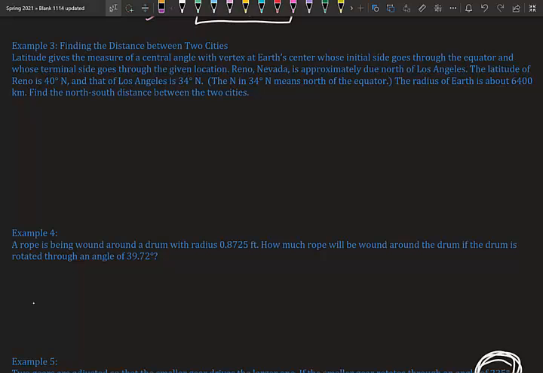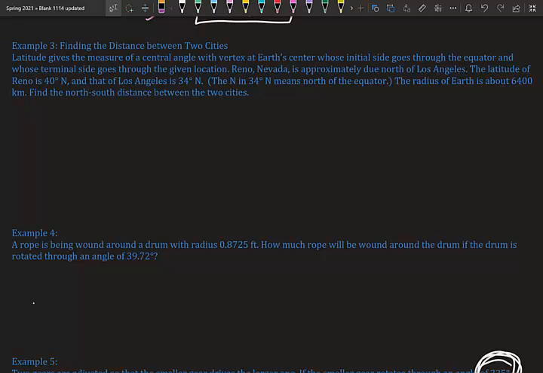Reno, Nevada is approximately due north of Los Angeles. The latitude of Reno is 40 degrees north, and that of Los Angeles is 34 degrees north. The N in 34 degrees north means north of the equator. The radius of the Earth is about 6,400 kilometers. Find the north-south distance between the two cities. So this is a word problem. It's an application. When we have applications and things kind of seem weird, like find the north-south distance between the two cities, okay, great. How?